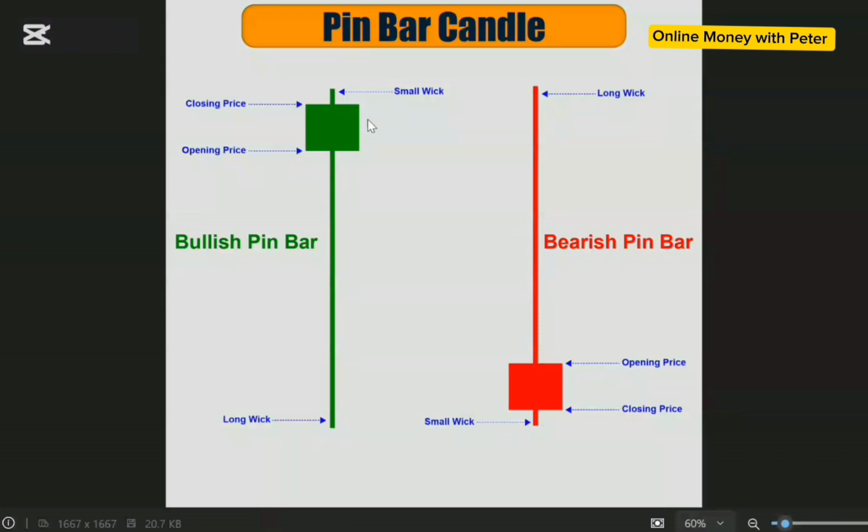Now this is called the pin bar because it looks like a pin. A pin has a small body at the top, and then a long tail, just as it is here, and that's why it is called the pin bar. So this is a bullish pin bar.